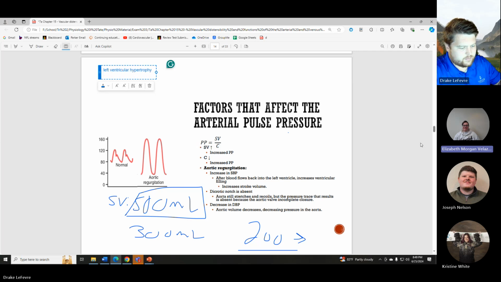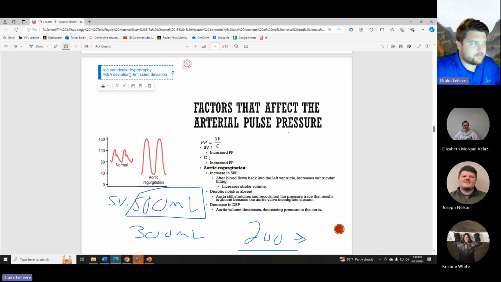Bundle branch block. So a bundle branch block is a slightly different thing. I don't believe they're related. But something that does happen with a bundle branch block and with hypertrophy is mean electrical axis deviation. So with left ventricular hypertrophy, we're going to have a left-sided deviation, right?